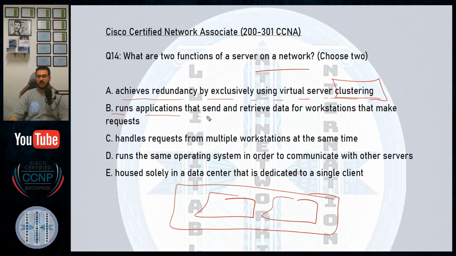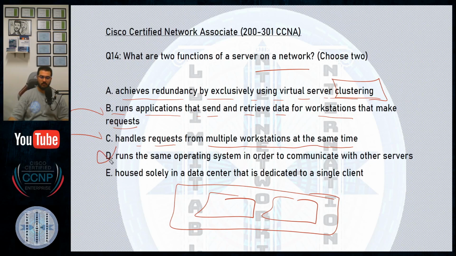Runs applications that send and retrieve data for a workstation that makes the request. Definitely correct, like a DHCP server. There are some requests, there are some answers from those workstations, and I, as a DHCP server, will respond and receive. Handles requests from multiple workstations at the same time. That poor guy is receiving 1000 discovery DHCP messages from the network. This can happen.